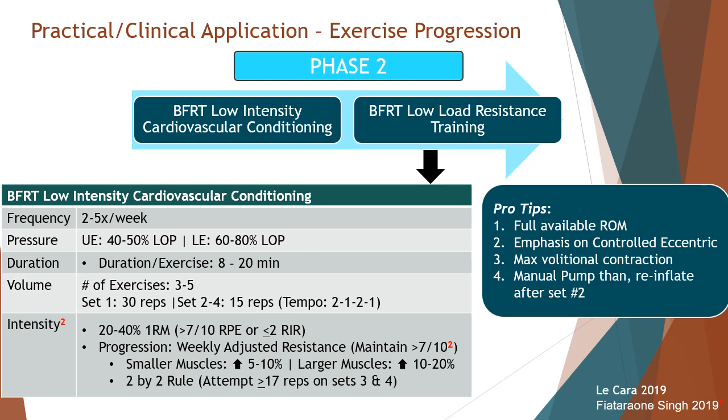And then your sets and rep scheme, you're going to do first set of 30, which is a high bolus to create a hypoxic environment, burn out some of the metabolites that are resting within the limb, and then you have 15 repetitions for sets 2 through 4. Your tempo here is going to be about 6 seconds per repetition, so it will be 2 seconds down, 1 second pause, 2 seconds up, 1 second pause. And then your intensity is going to be 20 to 40% of your 1 RM.